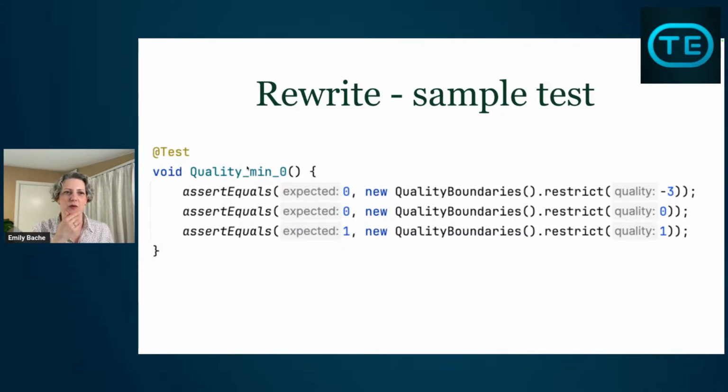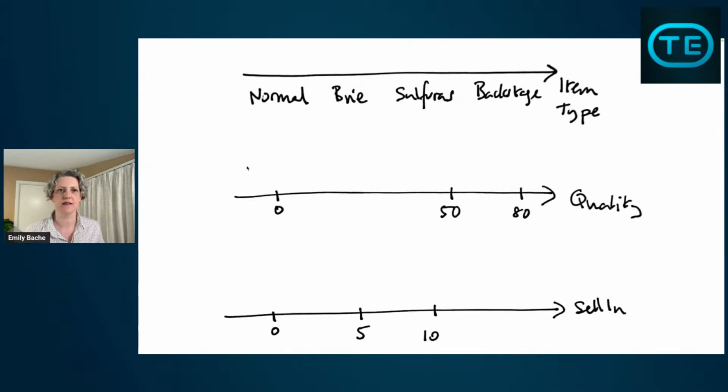So this is the sample test that we've got of the quality boundaries here. And I wanted to highlight the way that this means that those 3 axes that I had to test, all the combinations of before, because of this design decision to separate out that quality boundaries object, I now have the ability to check the logic to do with the item type and the logic to do with the quality boundaries separately. I don't need to test all the combinations of them.